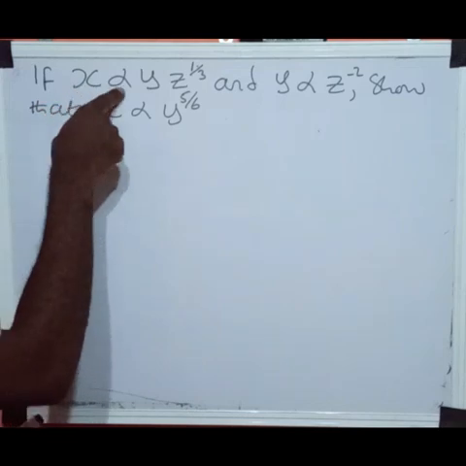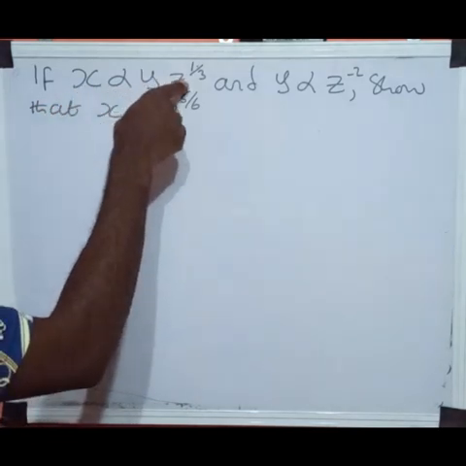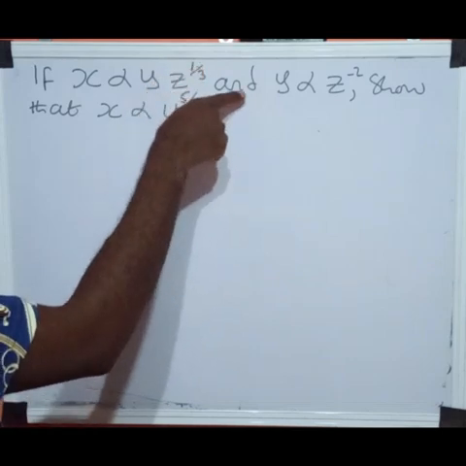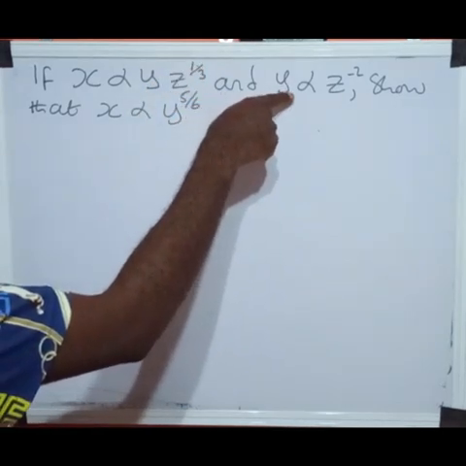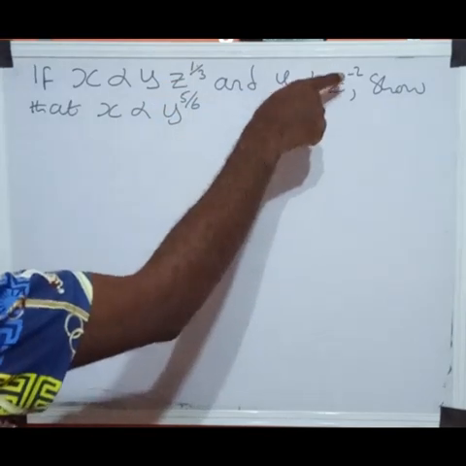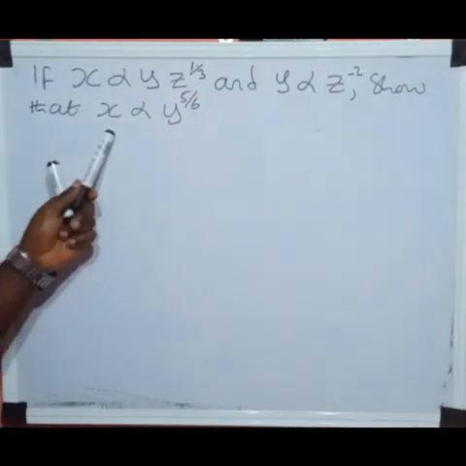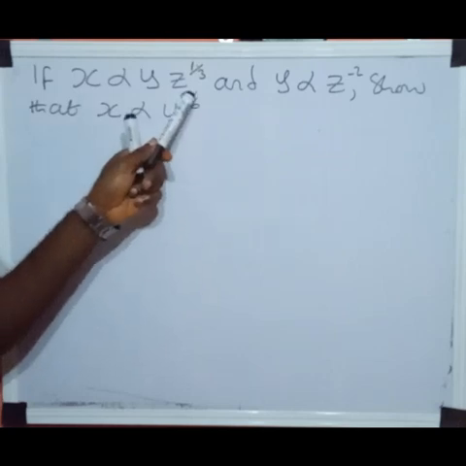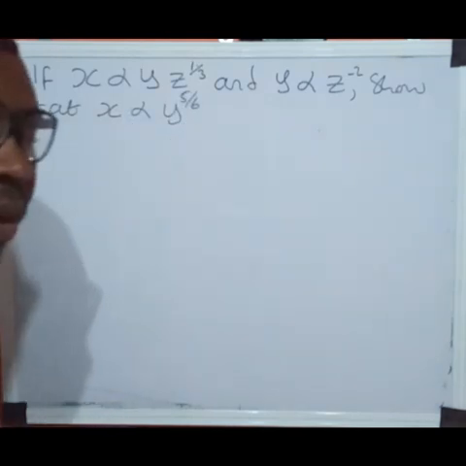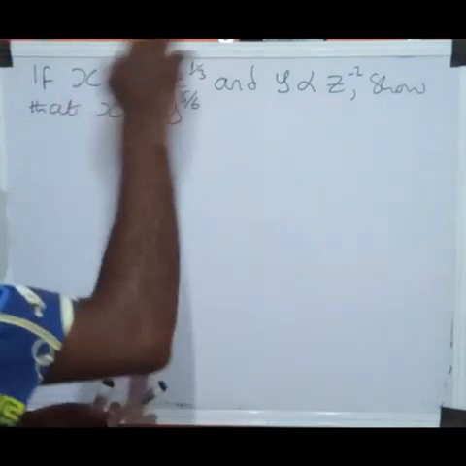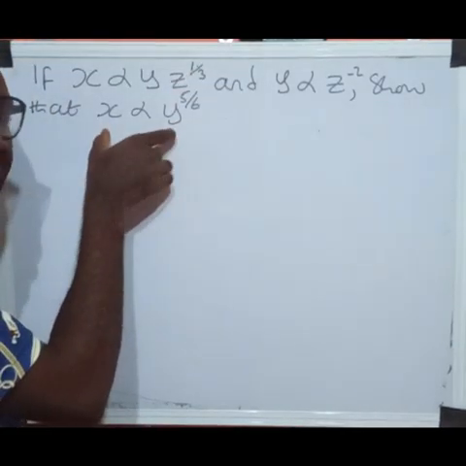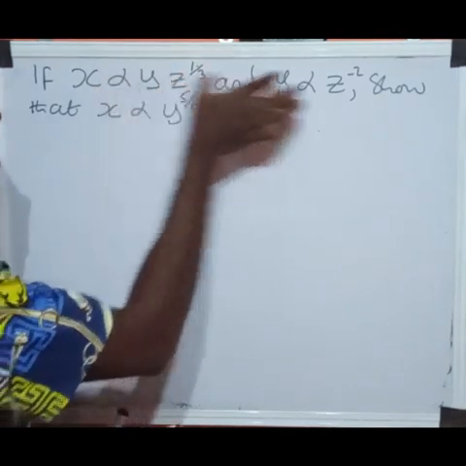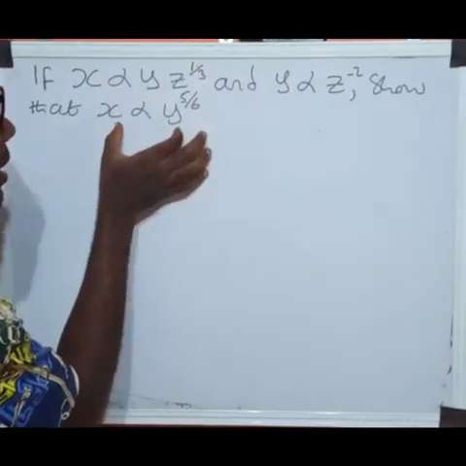If x is proportional to y, z raised to the power 1 over 3, and y is proportional to z raised to the power minus 2, show that x is proportional to y raised to the power 5 over 6. Whenever you're solving mathematics and you are asked to show that, it means use what you are given to get what you are asked to show. So we are going to use this and this to arrive at this.